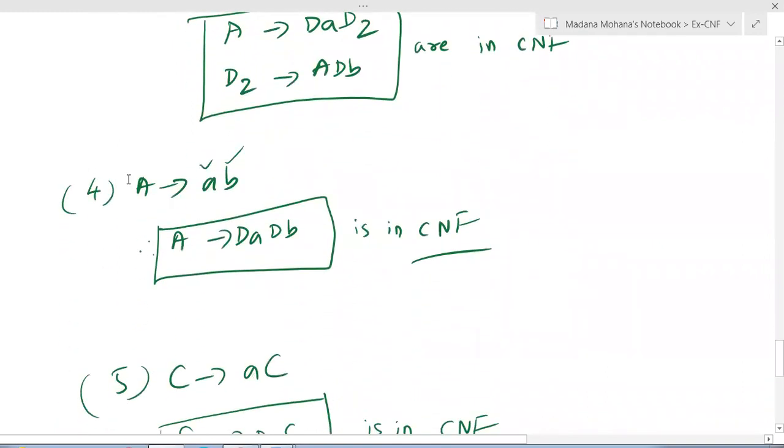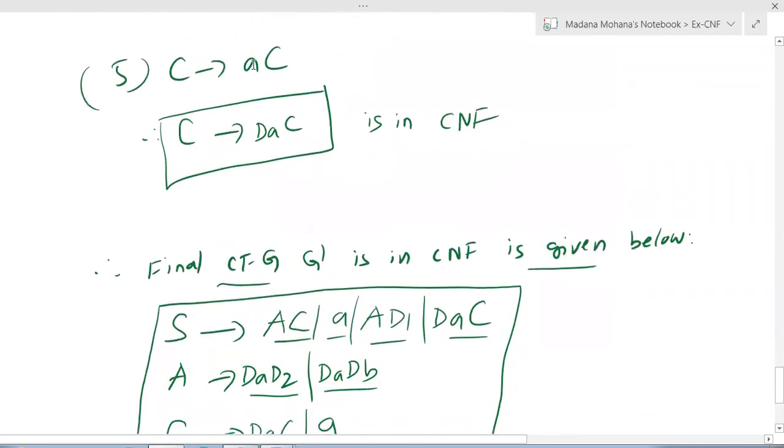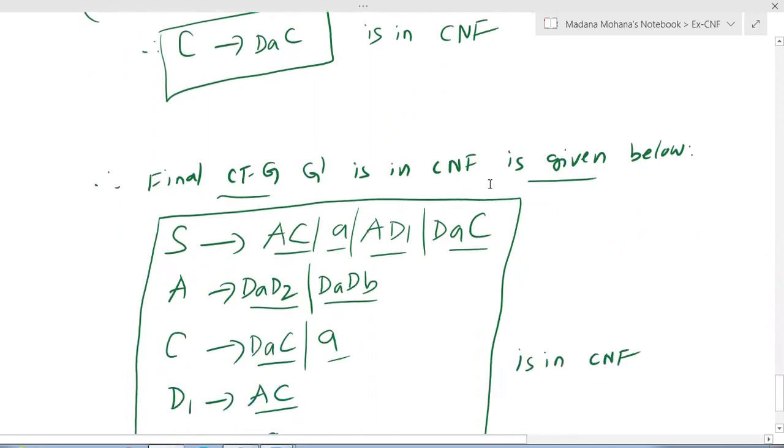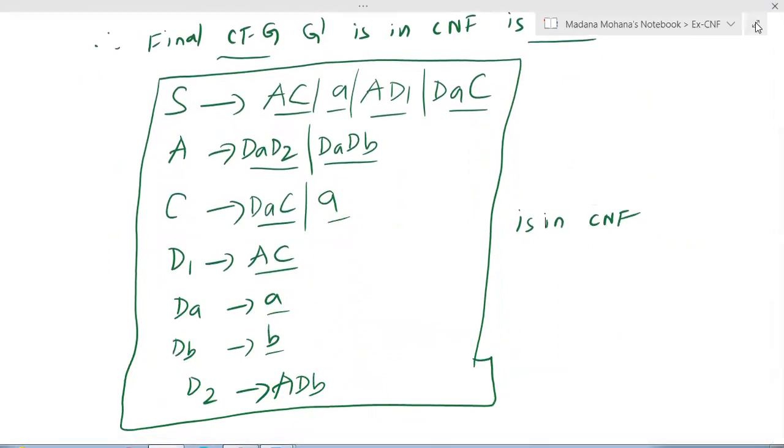Now the other A production, A derives terminal a, terminal b. For terminal a and terminal b, we already introduced new variables in the previous step. Same we can substitute. Now A derives DA, DB. It contains two variables in length, so it is in the required form. Then coming to C productions. C derives terminal a, variable C. For terminal a, we already introduced a new variable. Same we can use. Now C derives DA C, which is already in the required form. Therefore, the final context-free grammar, which is in CNF, has all productions listed here.